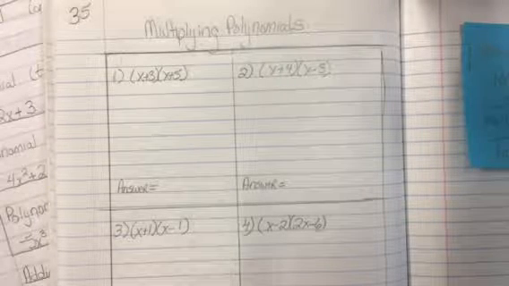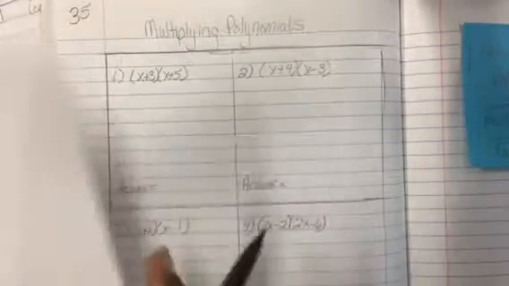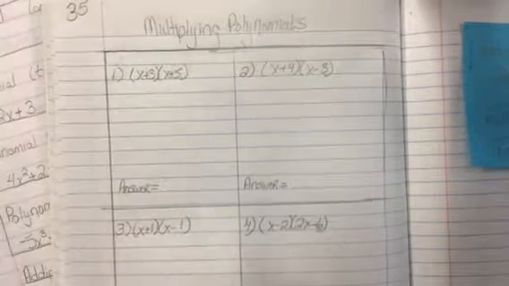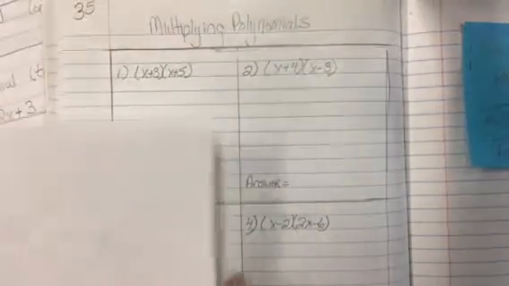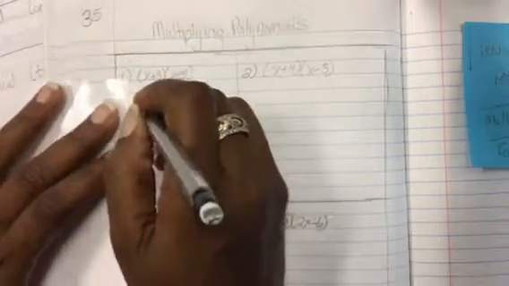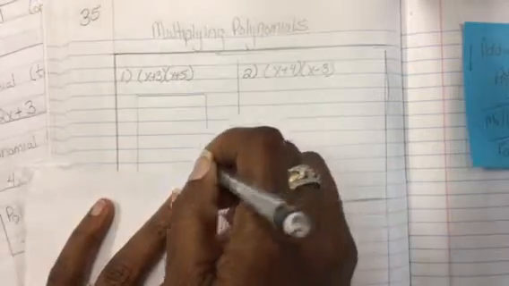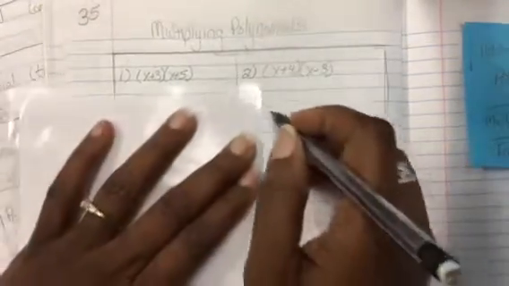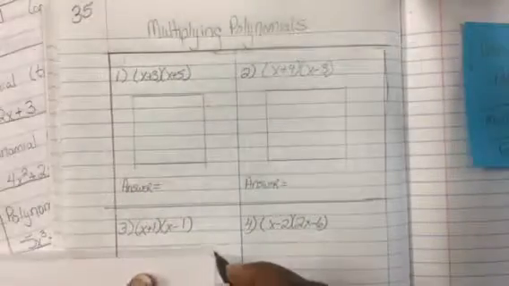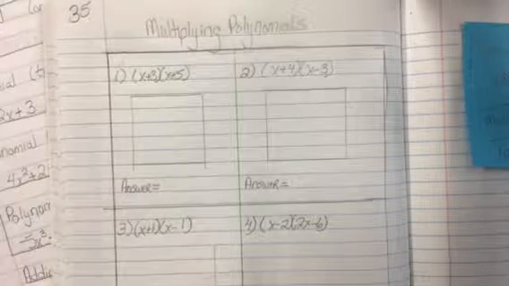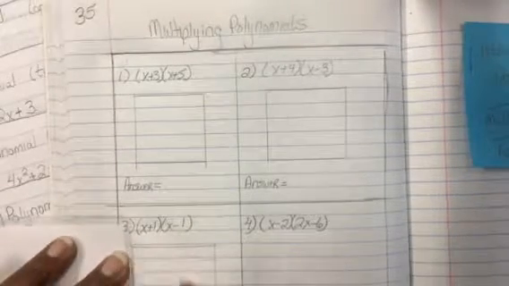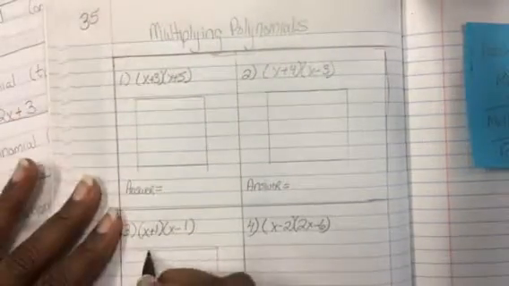Multiplying polynomials using the box method. So first thing you want to do is write down your problems. And I set my page up into 4 sections. Within each section I have one problem. So I'm going to draw a box inside each section. Leave some space to write on the outside of the box.